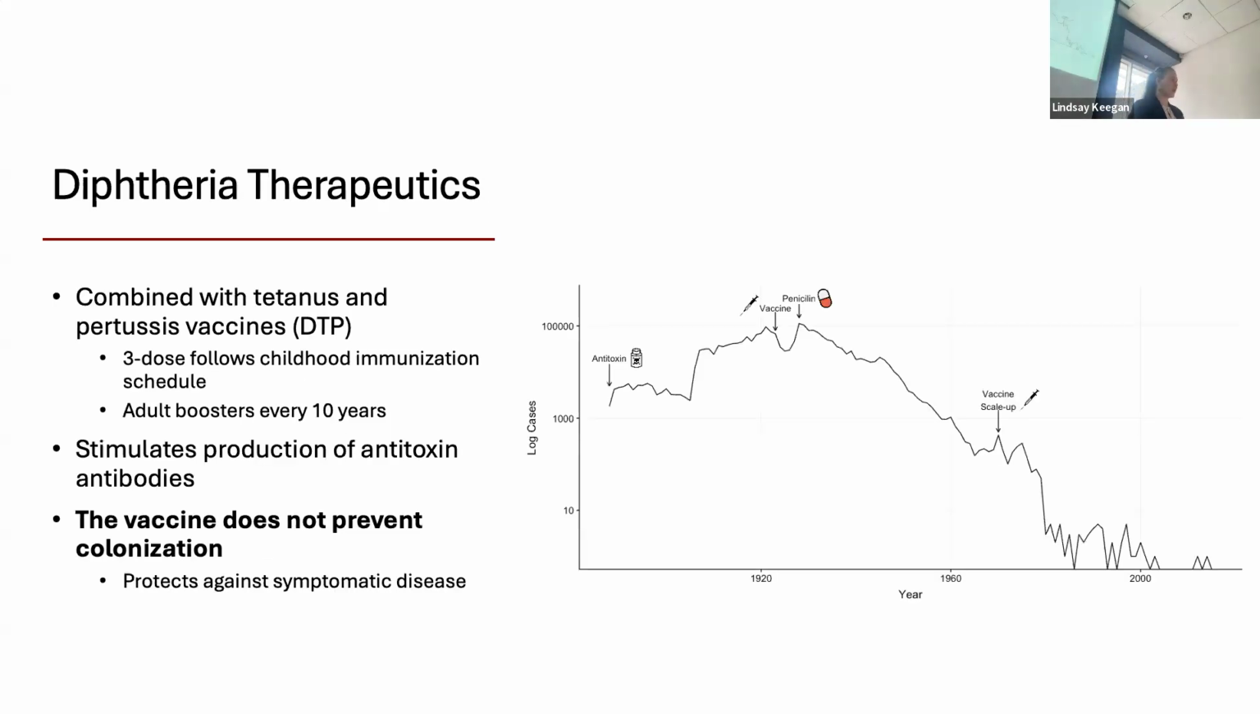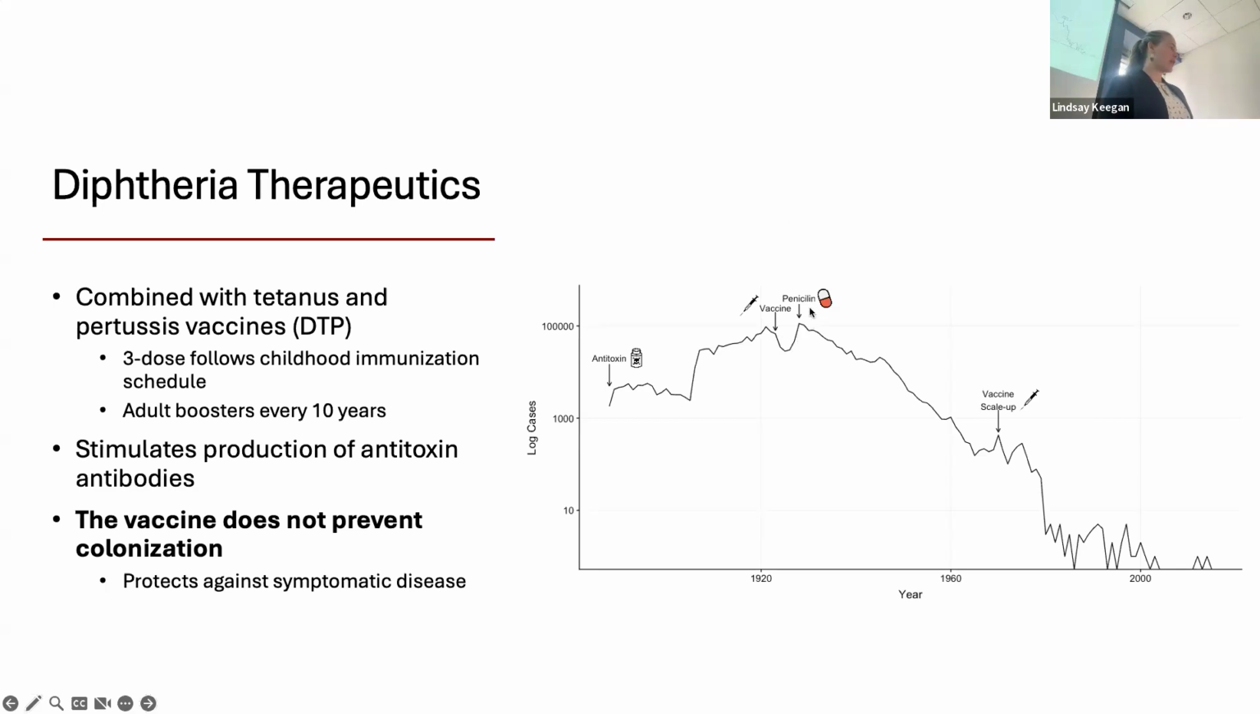Those therapeutics include the diphtheria antitoxin, which was introduced in 1888, and the diphtheria toxoid vaccine, which now is combined with tetanus and pertussis, DTP, and follows a 3-dose schedule for children and adult boosters every 10 years. The vaccine stimulates the protection of antitoxin and does not prevent colonization. It reduces your risk of getting infected by a significant amount, but you can still get diphtheria even if you've been fully vaccinated. It just protects against symptoms, so you'll be asymptomatic.